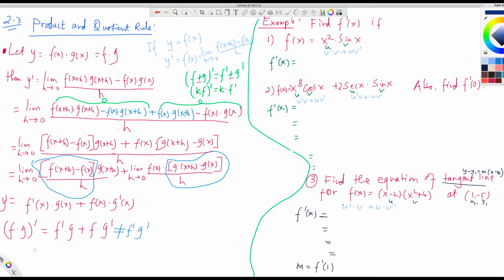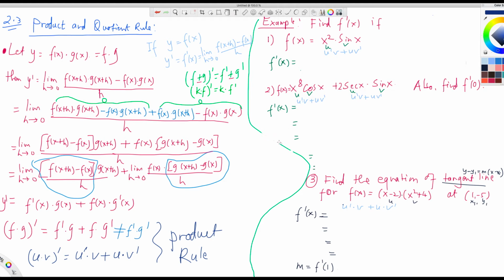In the first 2 pages of the book, they have the formula. They have written that formula like this: u times v, the prime, is equal to u prime times v plus u times v prime. Again, this formula is called the product rule, okay? So this formula is called the product rule.